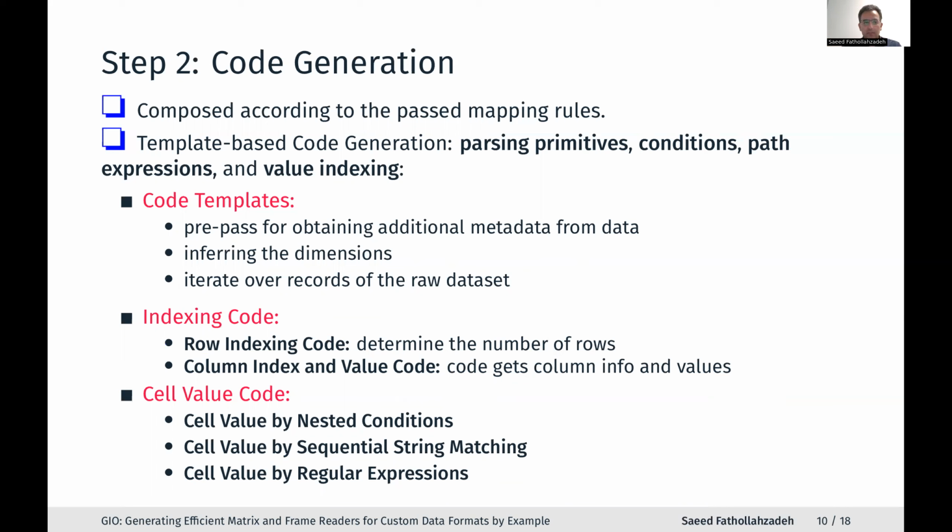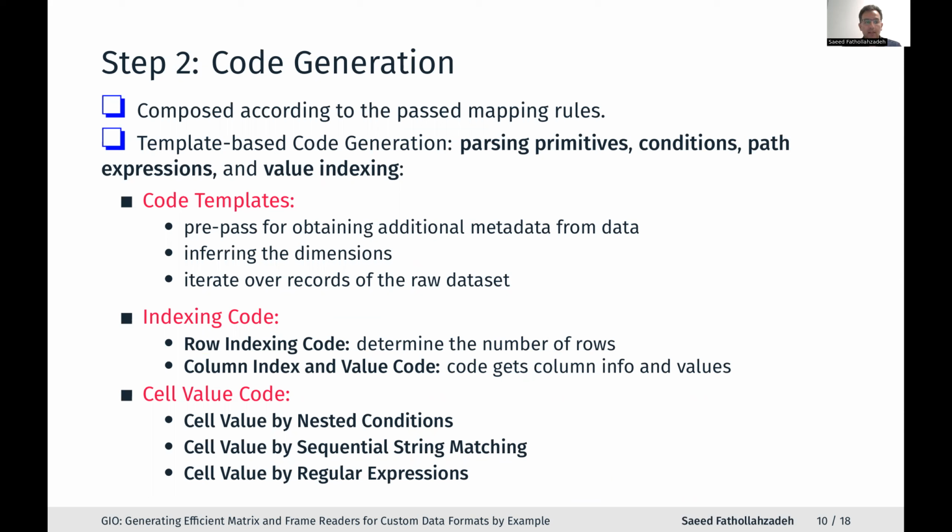First, get metadata from the data with a pre-pass step. Second, infer dimensions, estimate sparsity, and allocate a matrix or frame block in memory. Third, parse and insert data into the frame by iterating over the raw datasets.